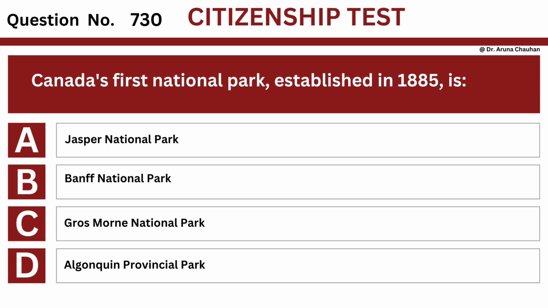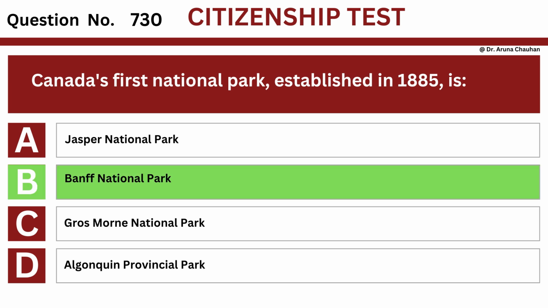Question number 730. Question: Canada's first national park, established in 1885, is option A, Jasper National Park. Option B, Banff National Park. Option C, Gros Morne National Park. Option D, Algonquin Provincial Park. The answer is option B, Banff National Park.